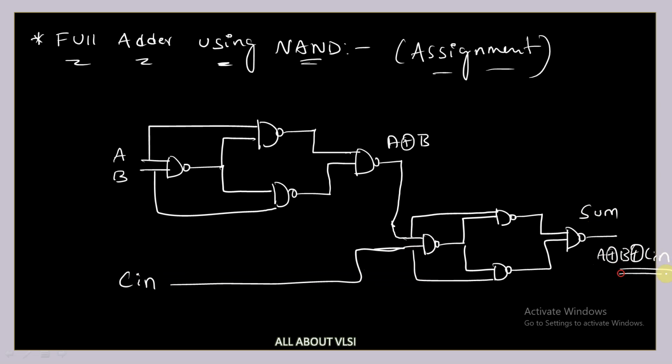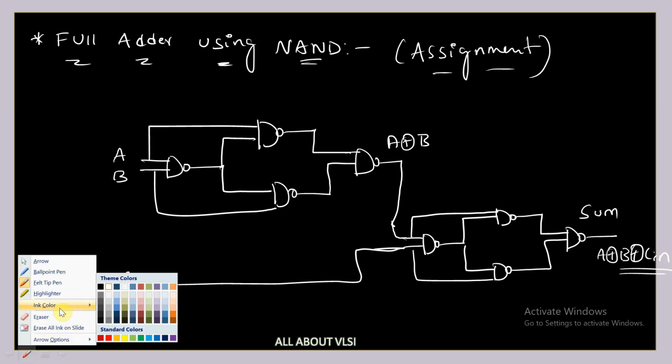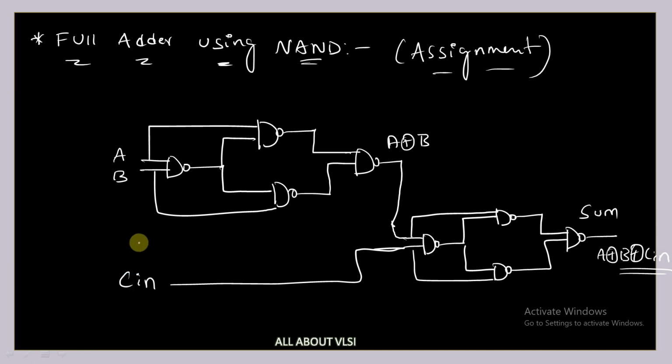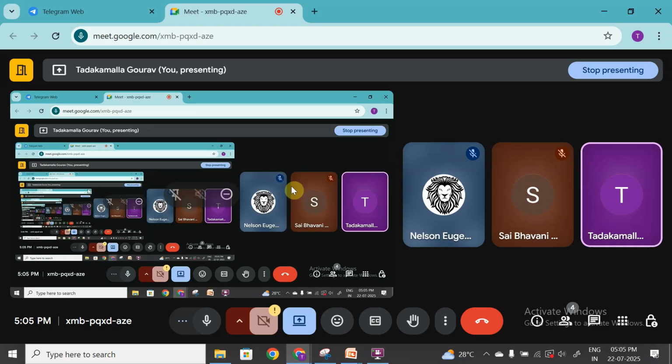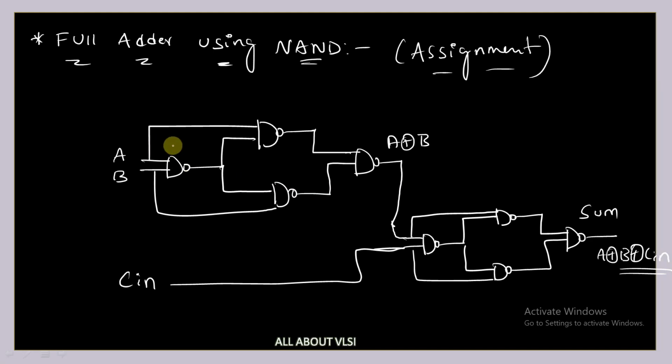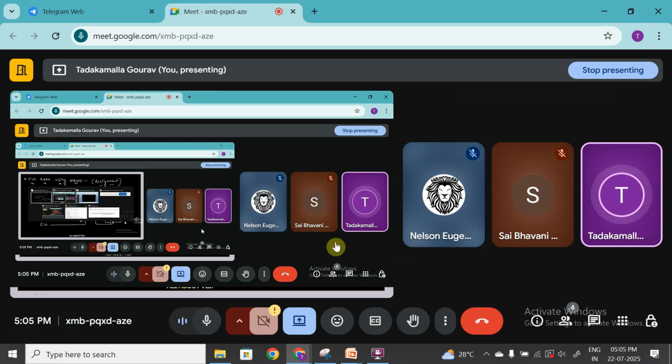Now, from where are we going to get our carry? From which gate should I take it? What is the method I should follow for taking out the carry? Can anyone tell me? For implementing my sum, I need 1, 2, 3, 4, 5, 6, 7, 8 NAND gates for implementing my sum equation. Now, from where should I get my carry? How am I going to implement my carry? Any idea, anyone?